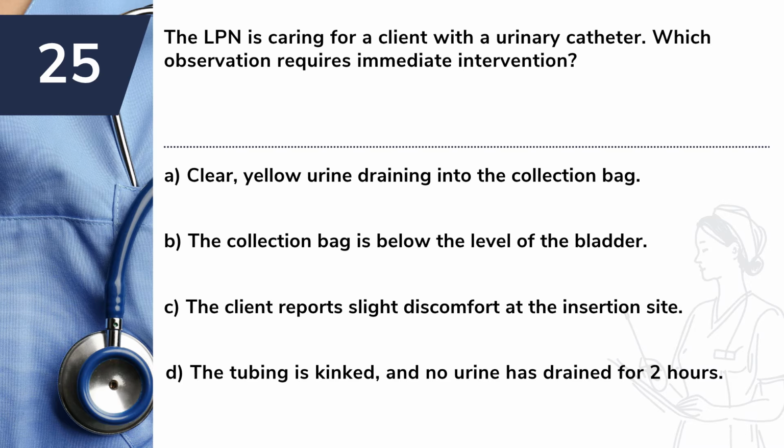Question 25. The LPN is caring for a client with a urinary catheter. Which observation requires immediate intervention? A. Clear, yellow urine draining into the collection bag. B. The collection bag is below the level of the bladder. C. The client reports slight discomfort at the insertion site. D. The tubing is kinked, and no urine has drained for 2 hours.